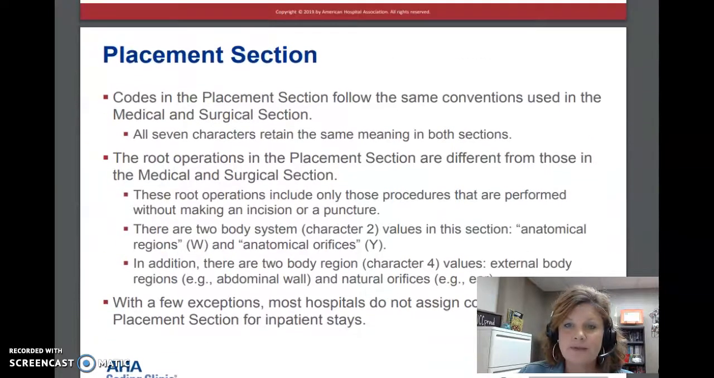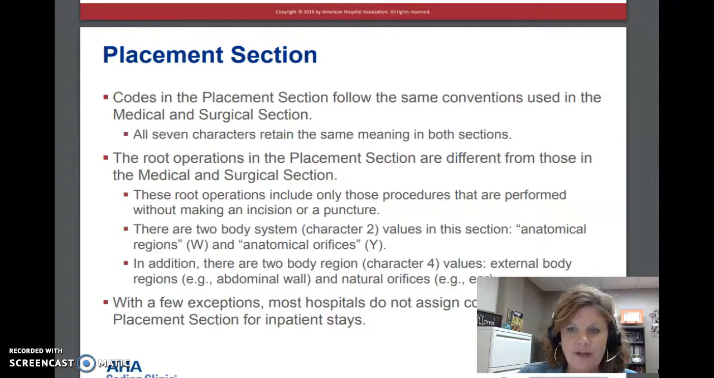Okay, so the placement section follows the same conventions used in the medical and surgical section. All 7 characters retain the same meaning in both sections. Your root operations in the placement section are different from those in the medical and surgical. So again, you need to really review the root operations for the placement section. If you look at 10.2, that will give you the descriptions of their root operations and values.